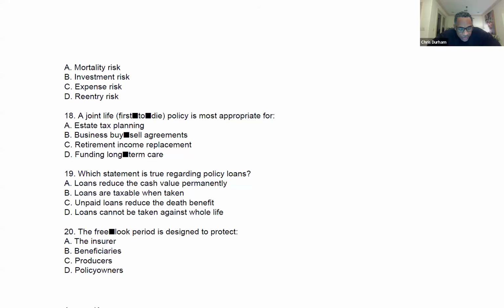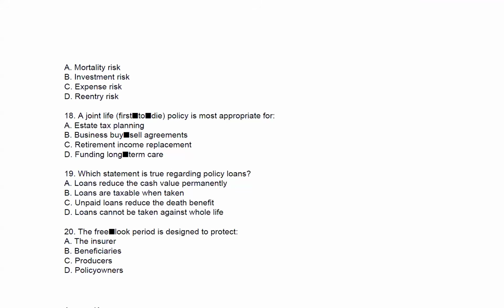All right, number 20. The free look period is designed to protect A, the insurer, B, the beneficiary, C, the producers, or D, the policy owner. I'm going to say the policy owner, D. Yes. Since it's the last one, I'm gonna give you a bonus challenge. Explain to me how the free look period works in your own words.